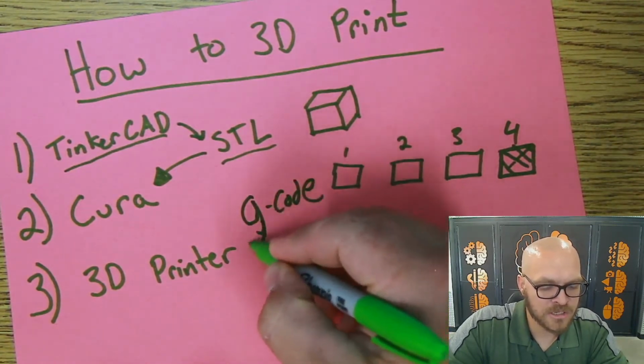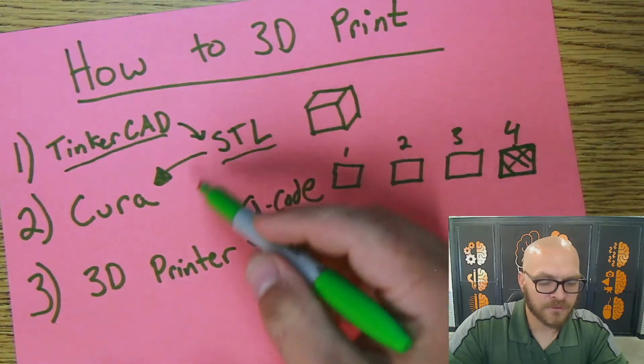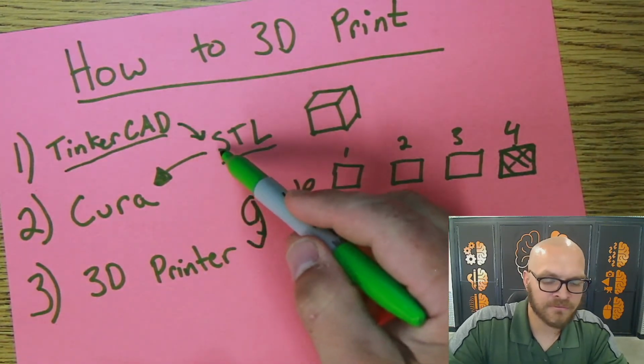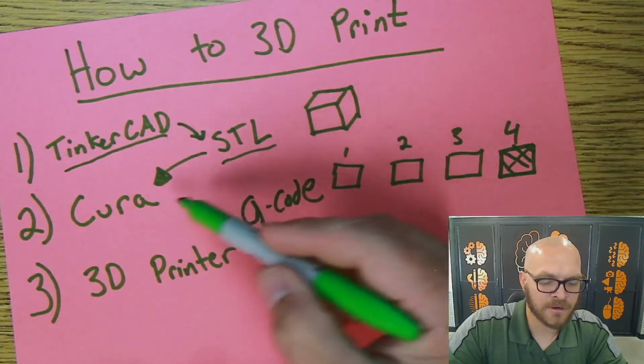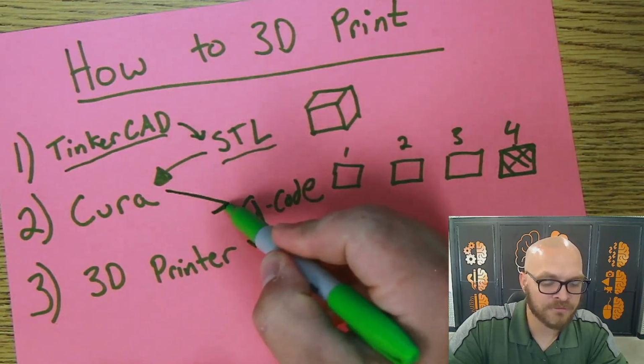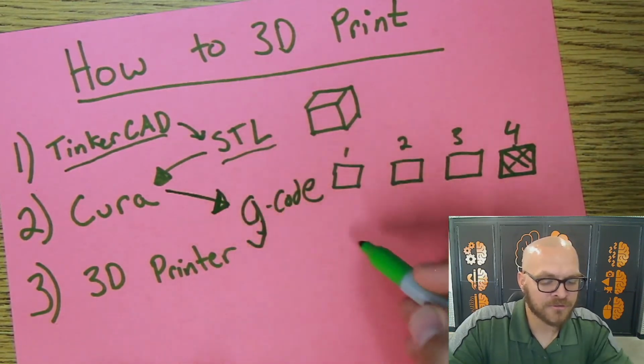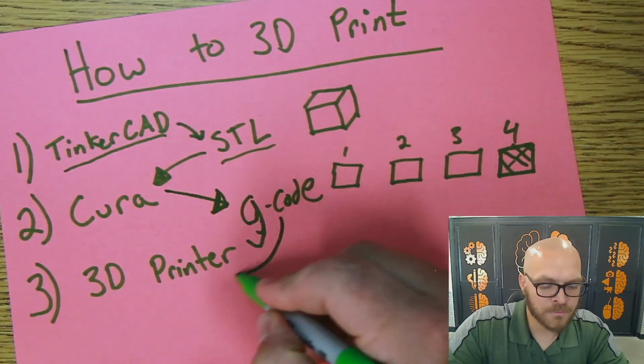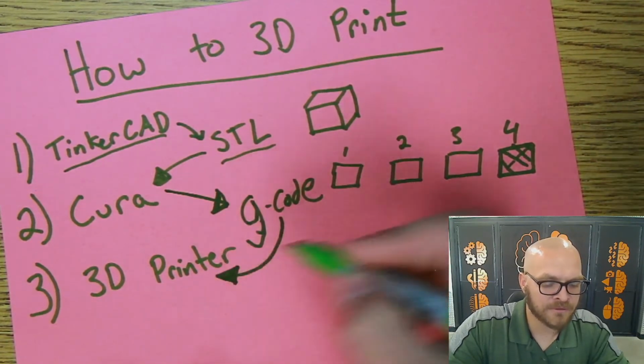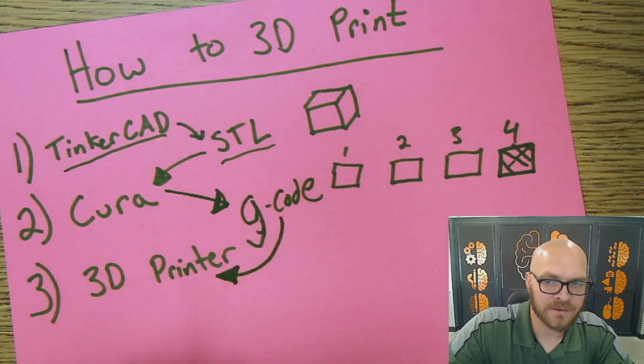A G code file. So we get an STL file from Tinkercad. We put it in Cura. From Cura, we get a G code file that's made just for your 3D printer. We put that G code into your 3D printer, and then that knows how to print.